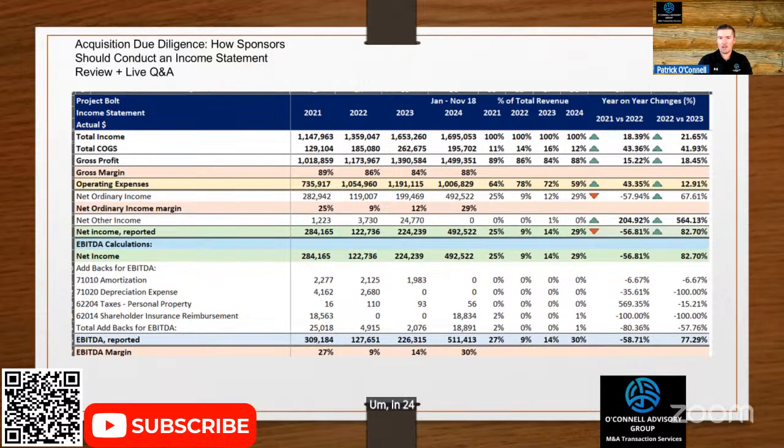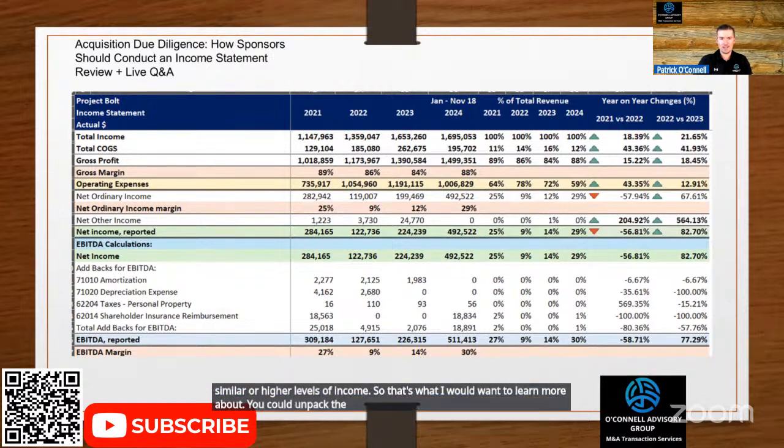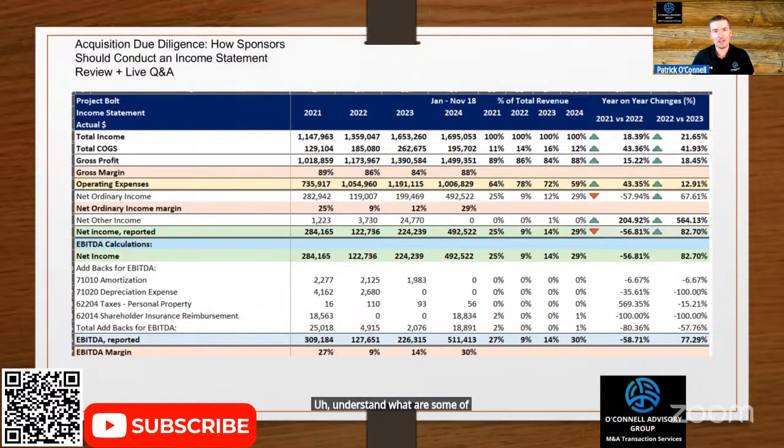So again, they've cut a few costs, it looks like, or they're using less cost of goods sold and operating expenses to produce similar or higher levels of income. So that's what I would want to learn more about. You could unpack the composition of the incomes, understand what are some of the drivers of the income. Is it sustainable, et cetera.